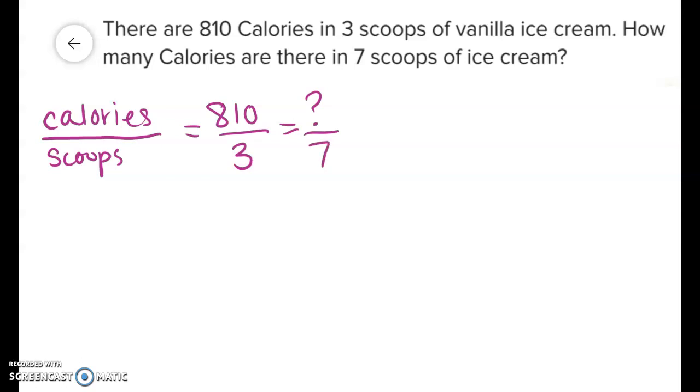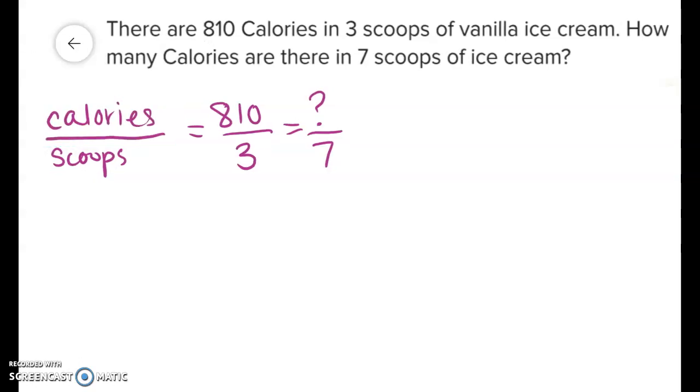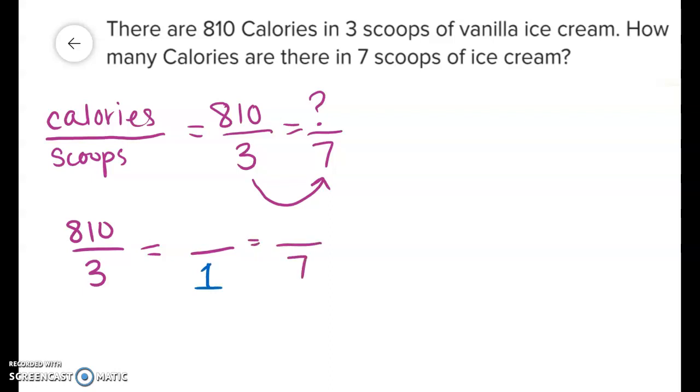Well, since I don't have a good way to turn a 3 into a 7, then what I'm going to do is use a unit rate. So I have 810 out of 3, and I'm going to turn that 3 into a 1, and then I'm going to turn that 1 into a 7. So that helps me develop sort of my path.